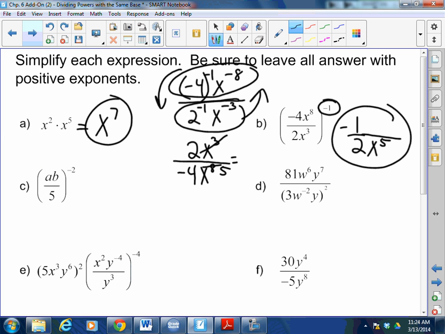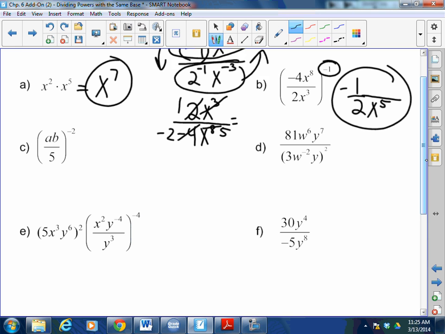I reduced it. 2 goes into 2 one time. 2 goes into negative 2 negative 1 times. Hence negative 1/2. You can reduce. Does that make sense? Thank you. Yes, sir.